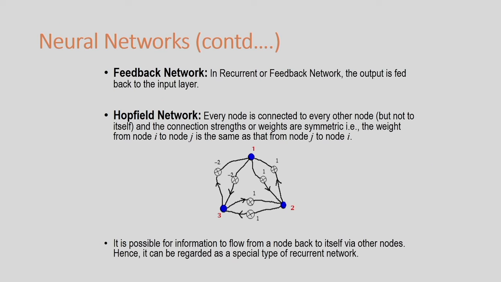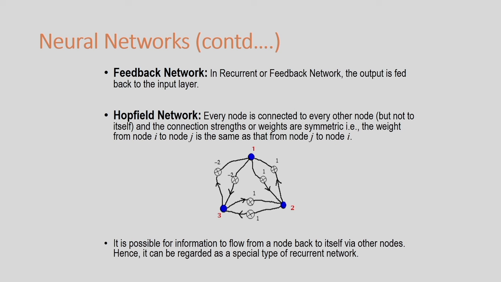So next one is the feedback network, that is also called the recurrent network. In case of the feedback network, the output is fed back to the input layer. That is the definition of the feedback network. After this, the Hopfield network. In case of the Hopfield network, every node is connected to every other node. Here in the figure you can see node 1 is connected to 3, 3 is connected to 2, 2 is connected to 1. That means every node is connected to every other node.